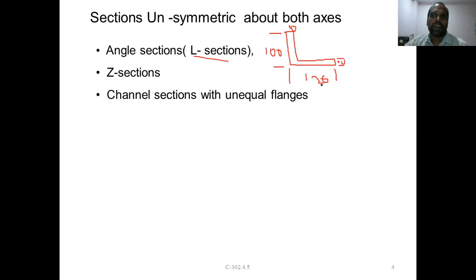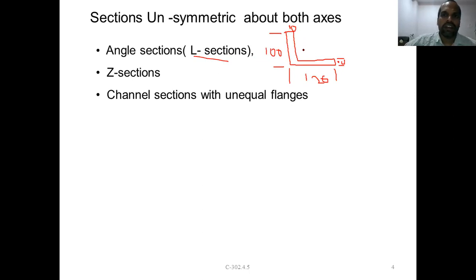If they are unequal, it is called an unequal angle. If both are the same, like 90 by 90 or 80 by 80, then that is called an equal angle. For that one, where the centroid lies, this is a classical example of a section where the centroid lies outside the section, outside the area.